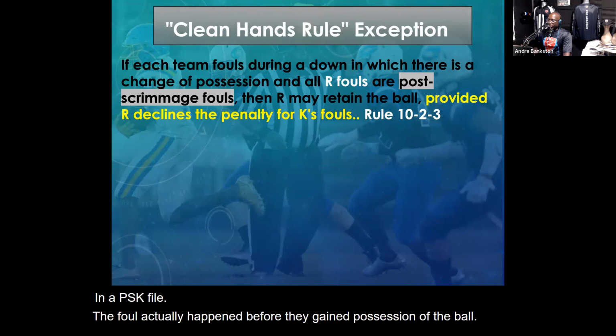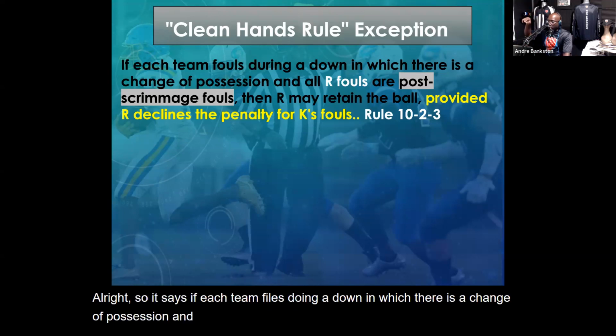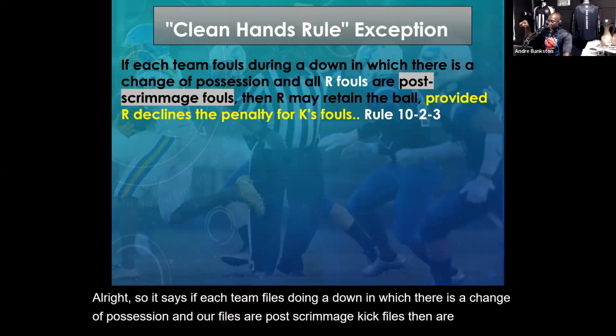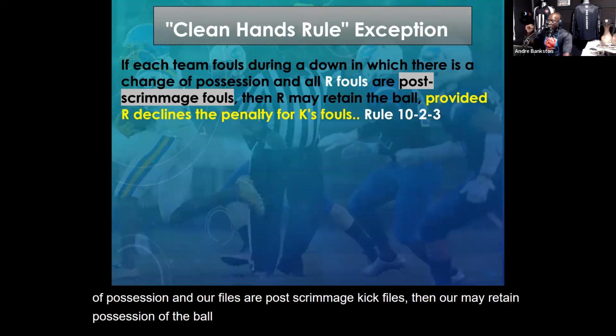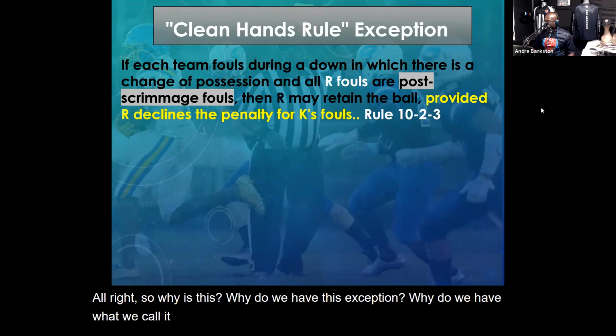All right. So it says if each team fouls during a down in which there is a change of possession and R's fouls are post-scrimmage kick fouls, then R may retain possession of the ball provided R declines the penalty for K's fouls. All right. So why is this? Why do we have this exception? Why do we have what we call a post-scrimmage kick foul?